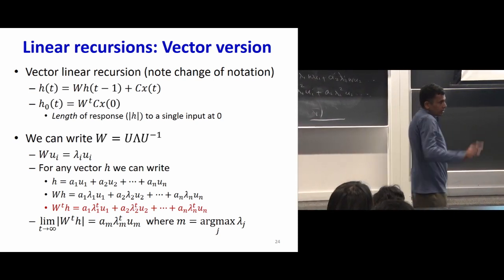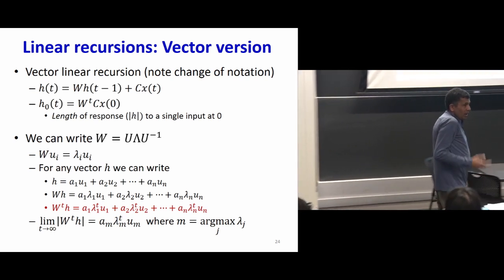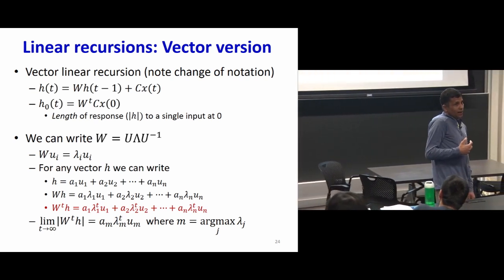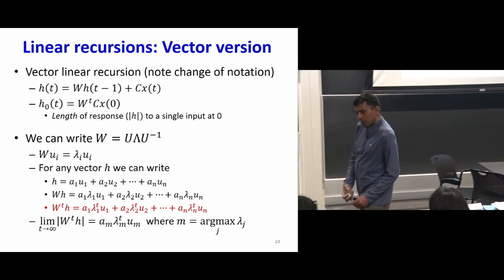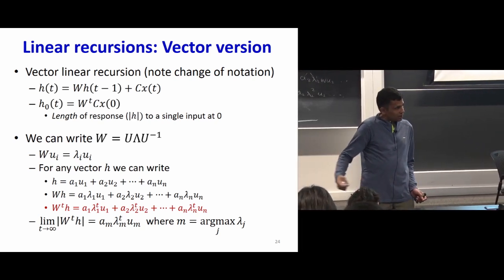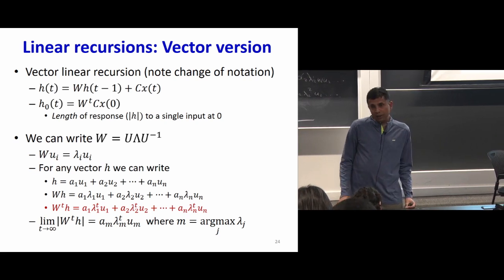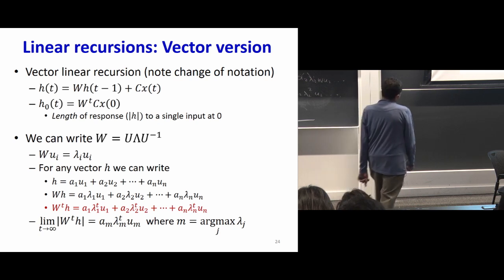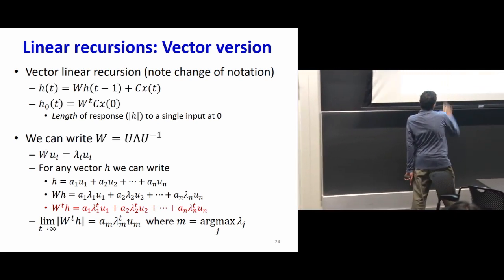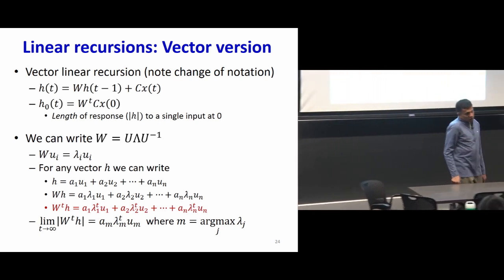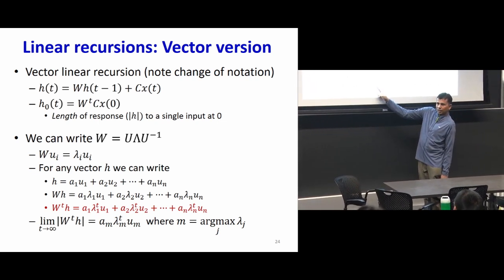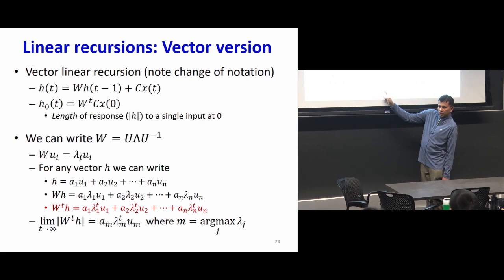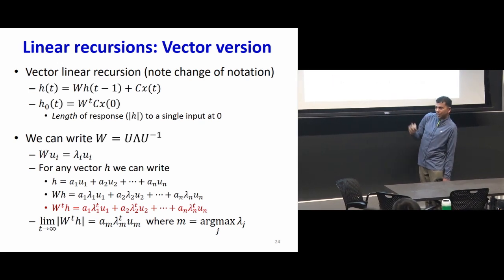That component is simply going to go to 0, right? But then, even amongst the eigenvalues which are not less than 1, eventually, because the eigenvalues are being exponentiated, the largest eigenvalue is completely going to dominate, right? What you're really going to get, in the limit t tending to infinity, is that w raised to t h is simply going to be lambda max raised to t times the corresponding u times a_n.